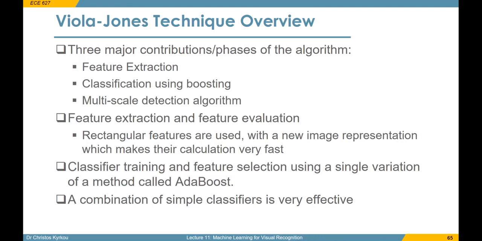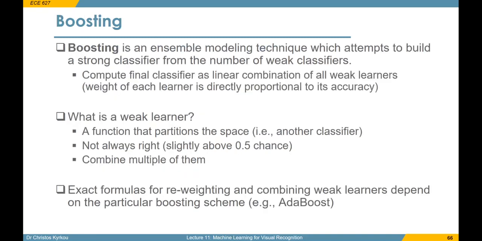So they relied on rectangular features for their feature extraction. They used AdaBoost, which is a boosting algorithm, for training their classifiers. And basically their main idea was combining simple classifiers for a more effective detection system. So they relied on boosting to train their classifiers, and we will go into some detail now on what boosting is.